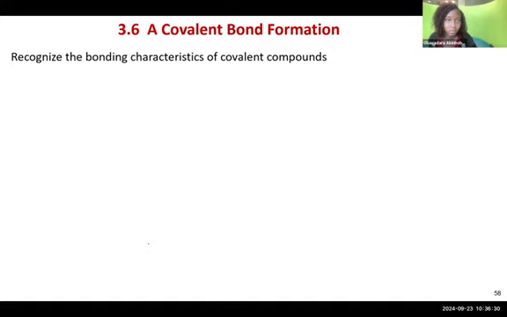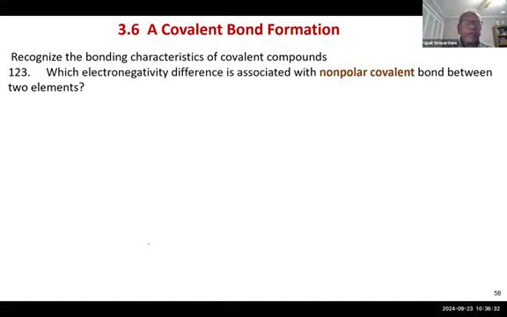Recognize the bonding characteristics of covalent compounds. There are 2 types of covalent compounds containing covalent bonds. One is the non-polar covalent compound. The electronegativity difference is between 0 and 0.5. We talked about that.